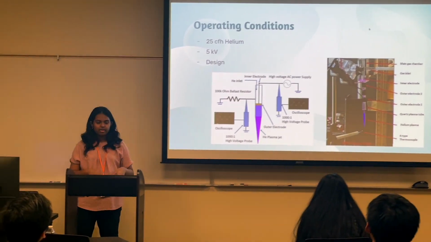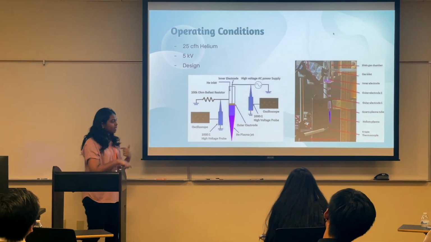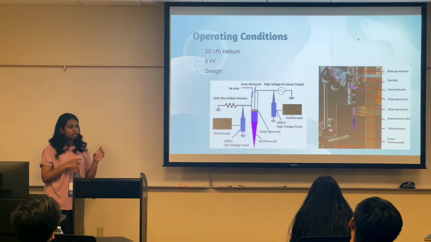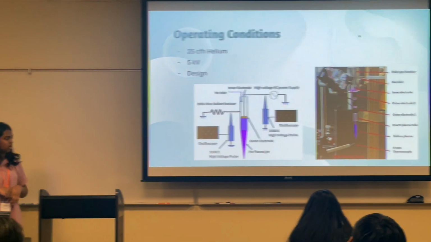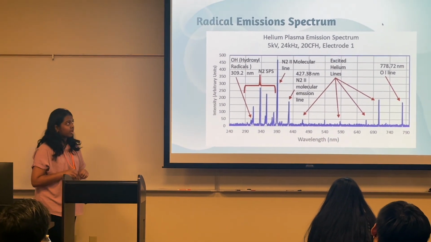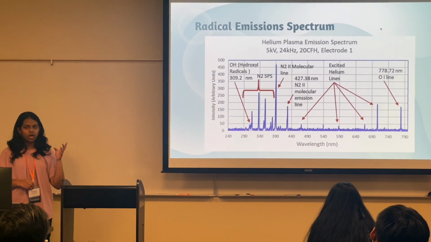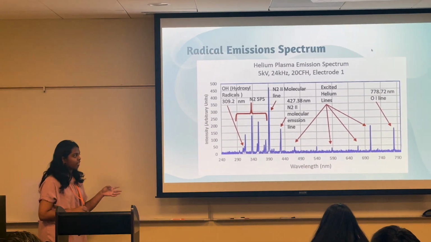So because we have that, it's able to produce plasma over here, and then we go through one more 1001 high voltage probe, and the oscilloscope shows the voltage. So here's a typical radical emission spectrum. It's kind of what you'd see when you did spectroscopy on a helium plasma.